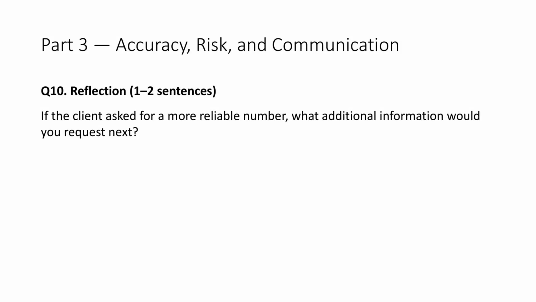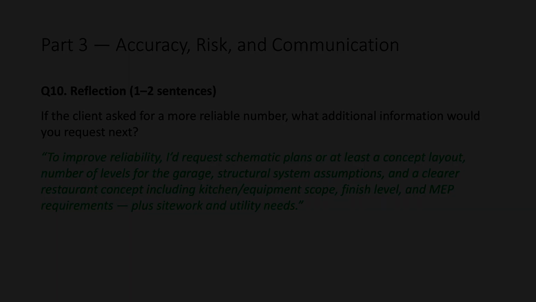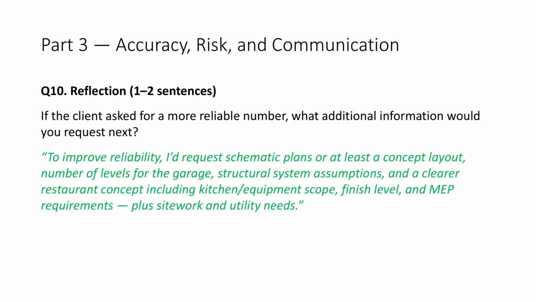Question 10. If the client asked for a more reliable number, what additional information would you request next? To improve reliability, I'd request schematic plans, or at least a concept layout, number of levels for the garage, structural system assumptions, and a clearer restaurant concept including kitchen equipment scope, finish level, and MEP requirements, plus site work and utility needs.